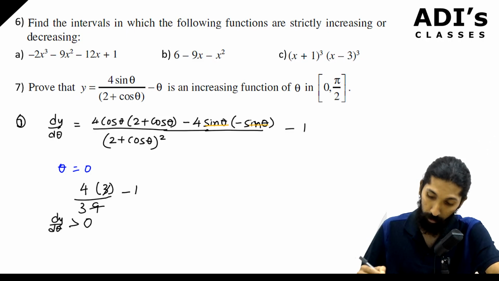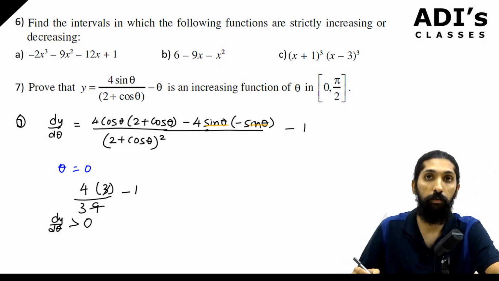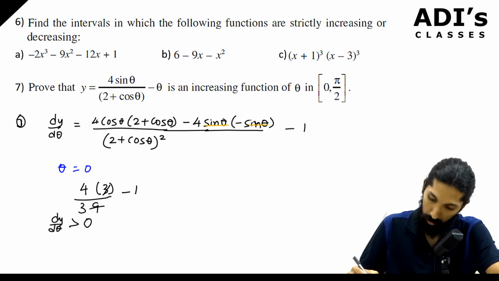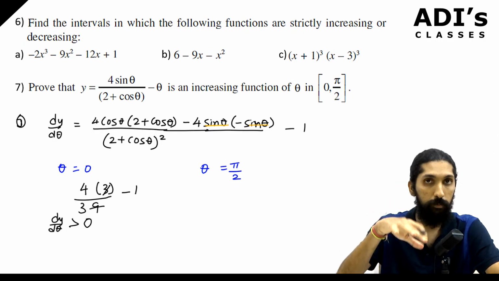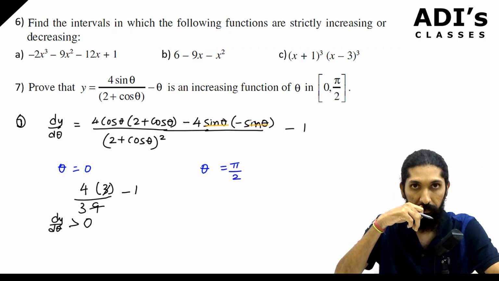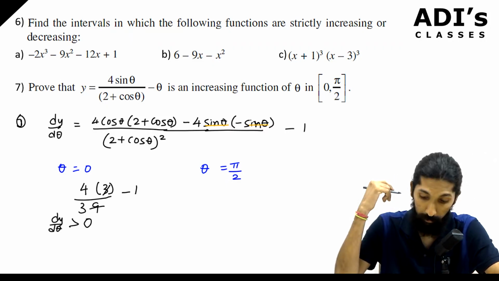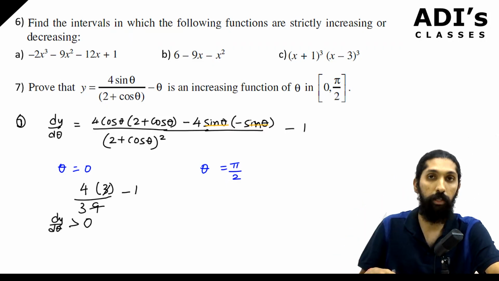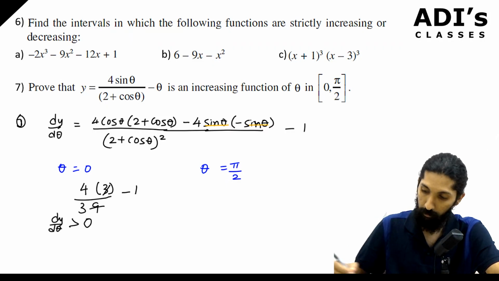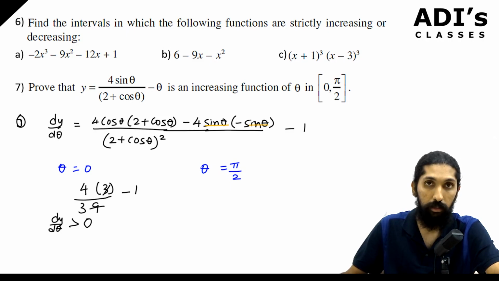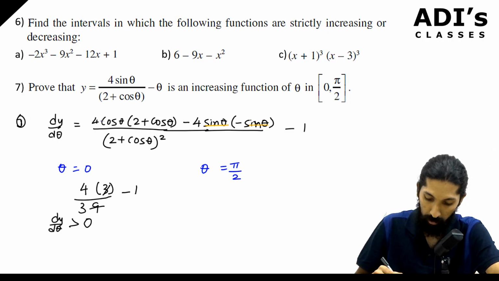Now, what if you are taking another extreme value, which is pi by 2? So theta, let's take pi by 2. When you're taking pi by 2, cos pi by 2 would be 0, correct? And sin pi by 2 would be 1. Now comes the very important part. When you take pi by 2, the cos part is going to get cancelled, isn't it? So that means this will be 0, this will be 0, this will be 0.